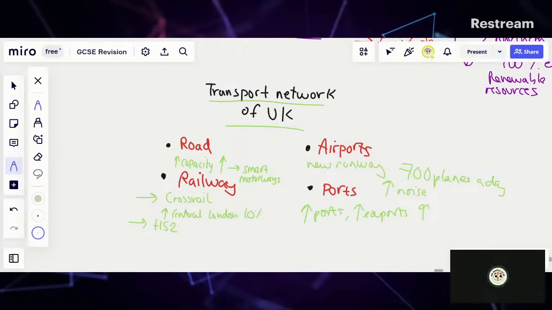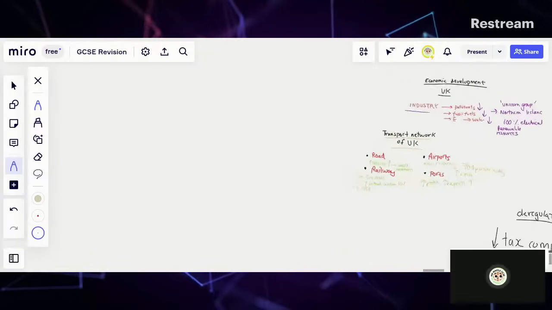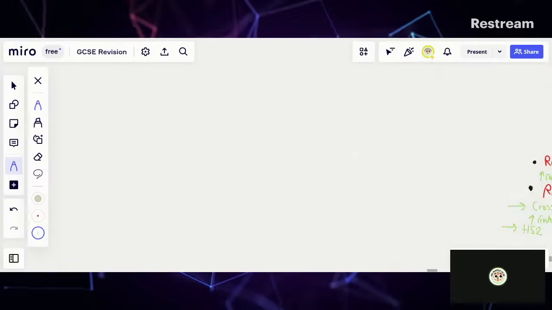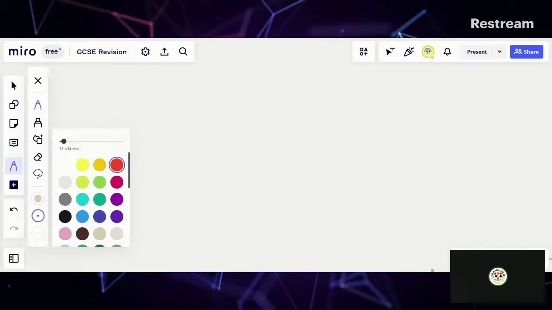Okay. So now let's talk about the links to other countries. The UK's links.